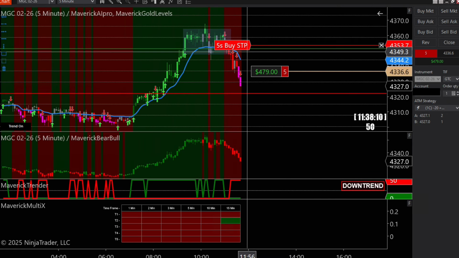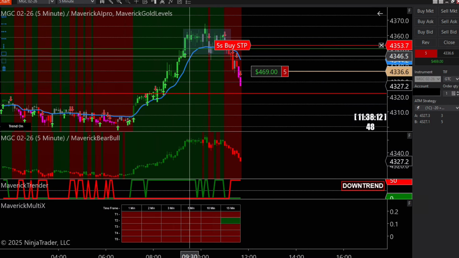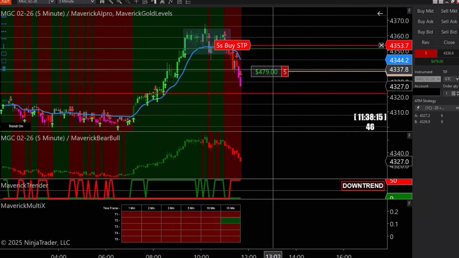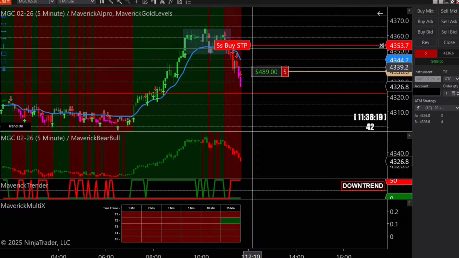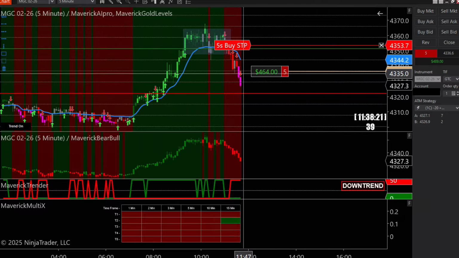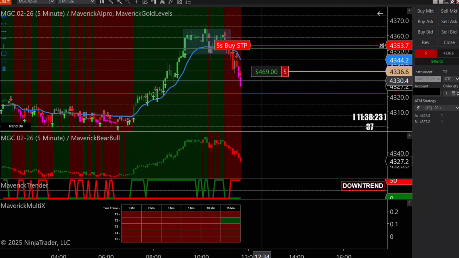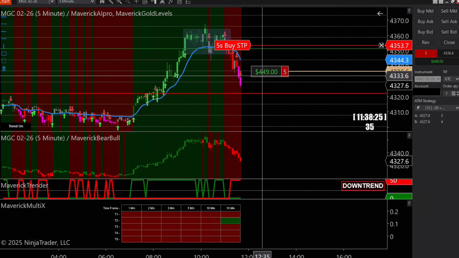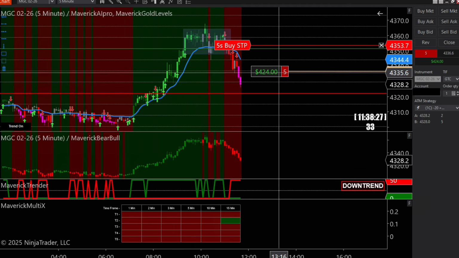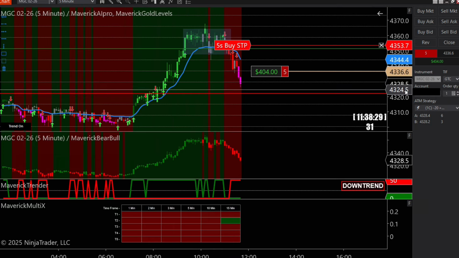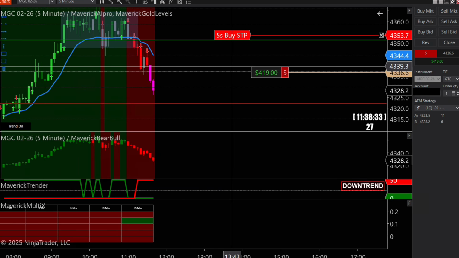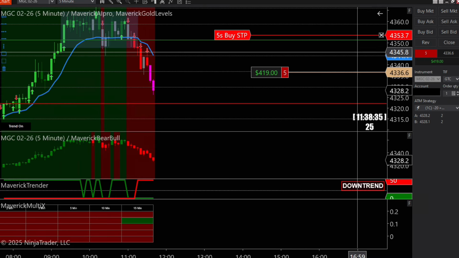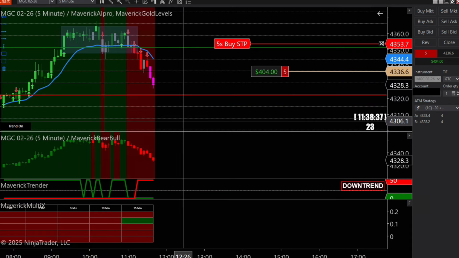And look, we're only in 5 micros, folks. We're only in 5 micros and we're up $400. I just moved my stop loss way up here, but I probably risked about, call it, $50, and we're up $424. Now these lines here are the Maverick Auto Gold levels. These get auto printed every morning on your charts at 9:20 a.m.